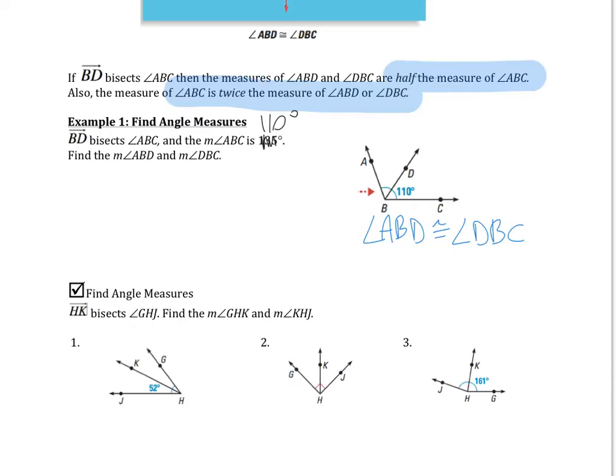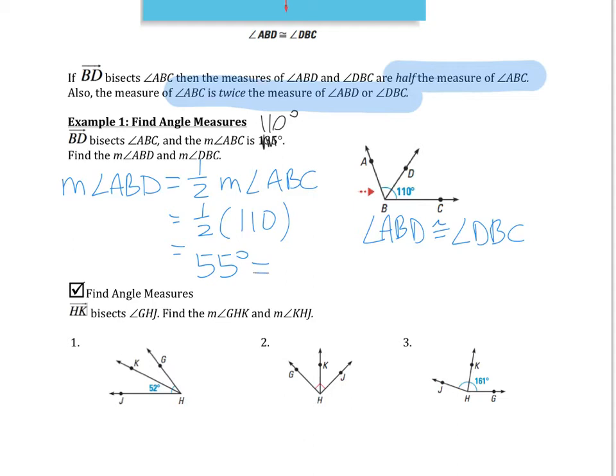And the measure of ABD is 1/2 the measure of ABC, or it's 1/2 of 110. And 1/2 of 110 is 55, which also equals the measure of DBC. Okay, you go ahead and try the next three. Remember that if you are trying to find the large angle, it's twice the smaller angle.